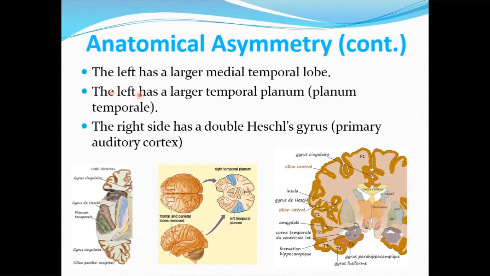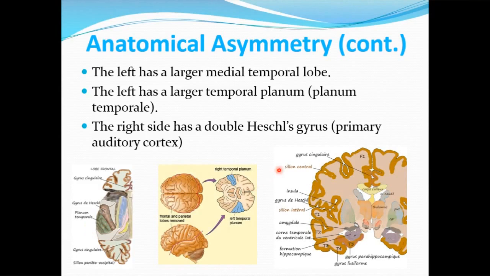Now, just more anatomical differences between left and right. The left has a larger medial temporal lobe. The left has a larger temporal planum, or planum temporale. I've put this picture in here just so you can see where the planum is. This is the left side. You can see this is bigger than the right side over there. Okay. There's another picture of the planum temporale.